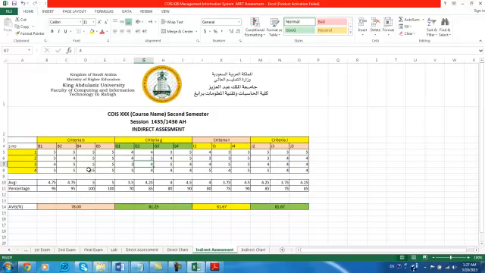After that, for criteria B, we have to find the average. We add up all the scores for criteria B, like B1, B2, B3, B4, B5, whatever the questions are, and then finally divide by the number of students. That is the average we have to find. We do the same thing for all criteria and sub outcomes.